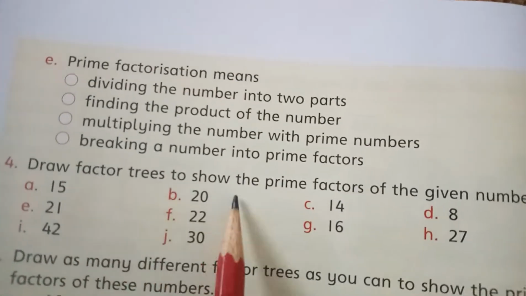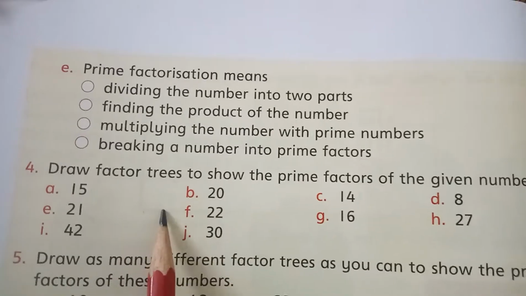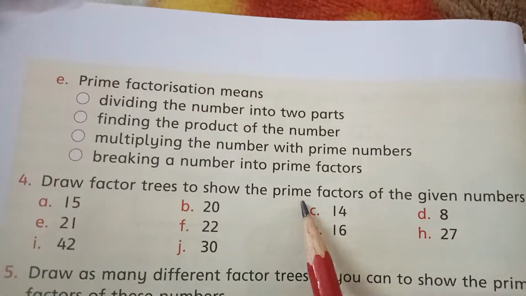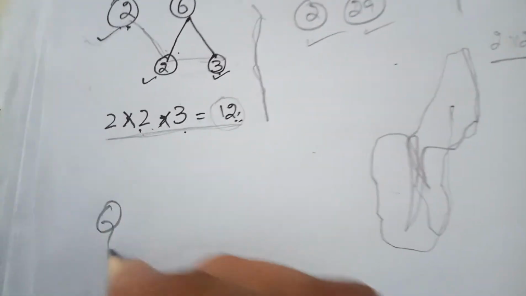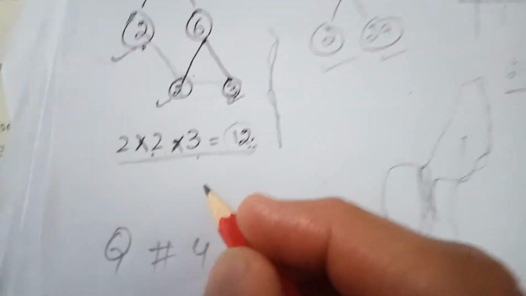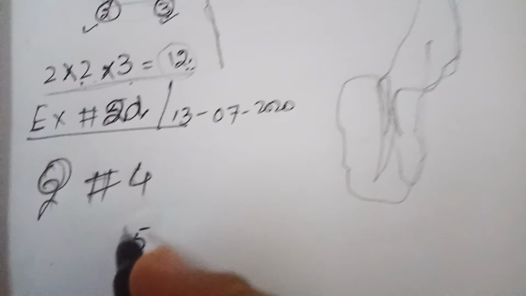Now let us come to question number 6. Draw factor trees to show the prime factors of the given numbers. You have to draw the factor tree to show the prime factors of the given numbers. What is the factor tree? Here we will draw for question number 4. The number is 15. So we have to draw its factor tree.